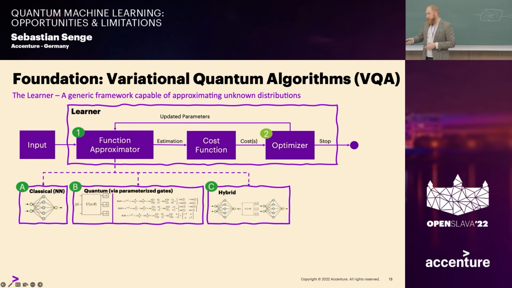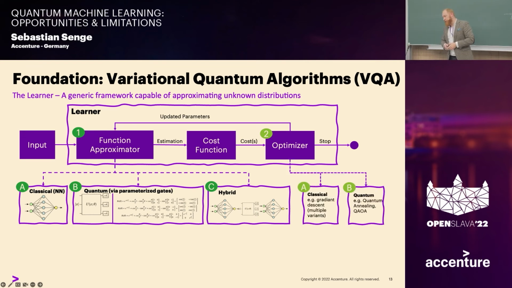And for the function approximator, as I said, typically these days we use a classical neural network, but you can do the same on a quantum computer. So you can also build a quantum neural network, but the predominant way to do it, today at least, is the hybrid approach, right? So you have classical neural network layers interweaved with a couple of quantum neural network layers.